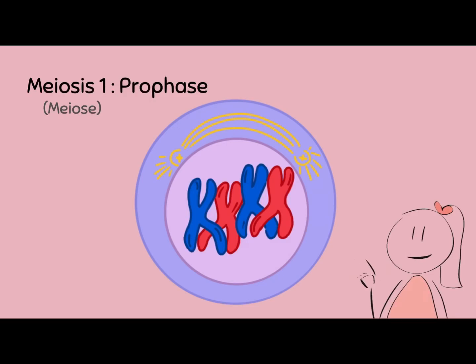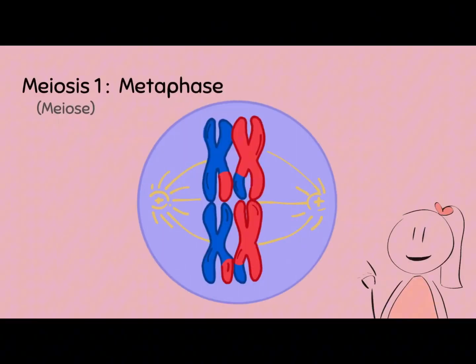Imagine mixing puzzle pieces from two different sets to create a new, unique picture. That's what crossing over does to our genes. The nuclear envelope breaks down and the spindle fibers start forming. Next up is metaphase 1. In metaphase, the chromosomes line up in the cell center randomly. This randomness increases genetic variation and diversity. This is the reason why siblings look somewhat alike, but also very different.